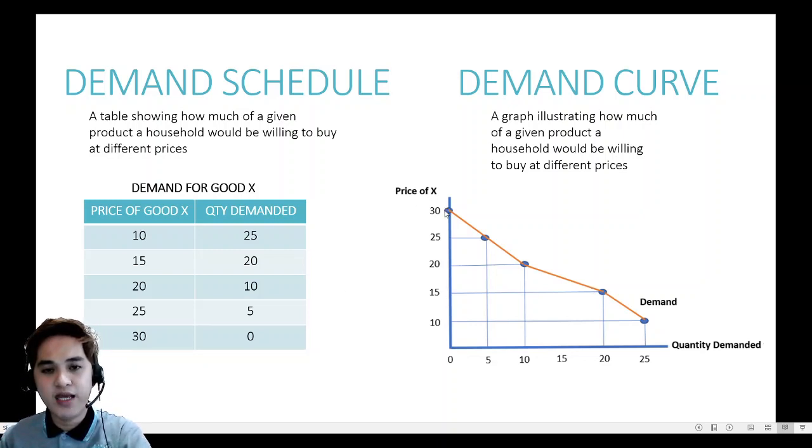So the negative relationship between the price and the quantity demanded, we call it the law of demand. When we say law, it means that it's already established and it is as expected. In social science, when we say law, it's the expected behavior of the individual. In economics, under the law of demand, if the price increases, the consumer will decrease their demand.